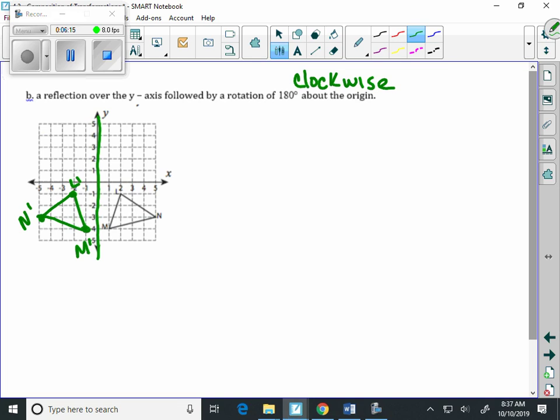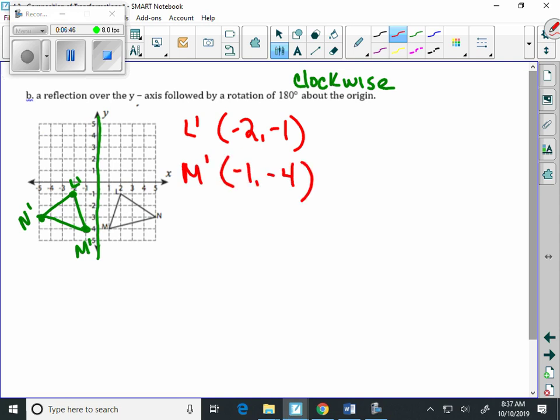And now what we're going to do is take that green triangle and rotate it 180 degrees clockwise about the origin. So if we use clockwise in this particular case, then we're going to take our ordered pairs, the ordered pairs from the green triangle, and our L is -2, -1. Our M ordered pair is -1, -4, and our N is -5, -3.